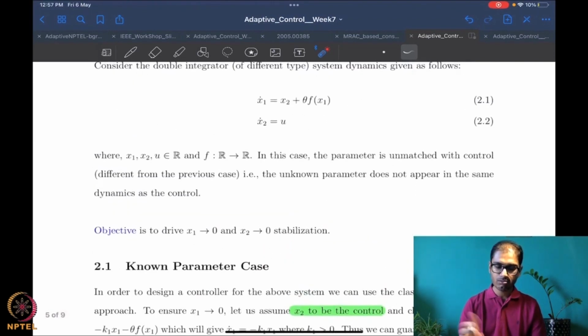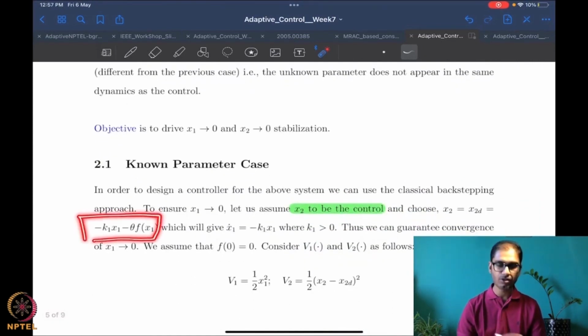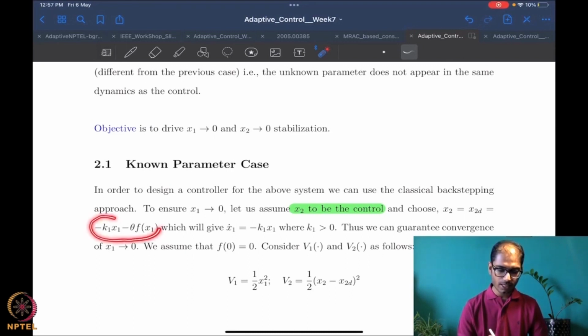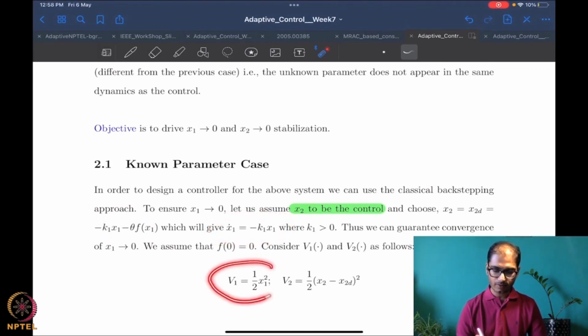And what do I do? Simple. Cancel this, introduce a good term. So x2 is x2 desired. We call it x2 desired because this is not really x2, but we want it to be this. Therefore, we construct it as such. Once we construct it as such, you get x1 dot is minus k1 x1, and we get a corresponding V1, which is 1 half x1 squared. We don't even try to compute the derivative because we know what it will do: minus k1 x1 squared.